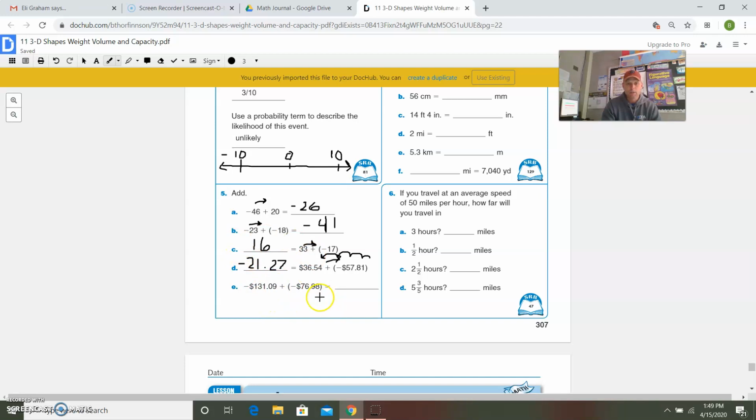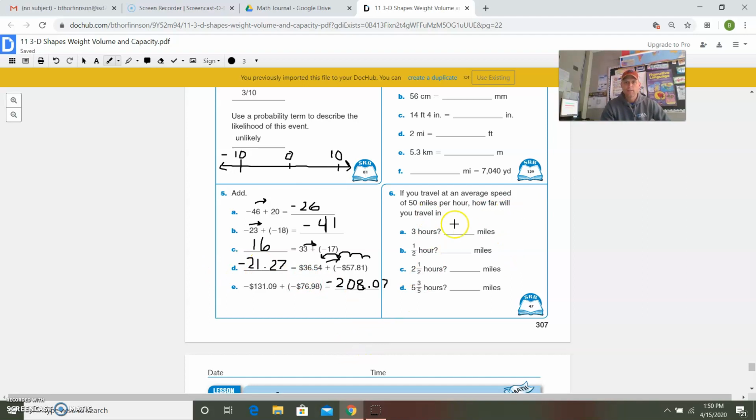Our final one, we're way down here, way down at negative 131 and 9 cents. We're going to face our positive numbers, but we're going to walk backwards, and this one is going to be negative $208 and, with my decimal in there, 7 cents. Okay, $208.07. You're adding those two numbers together.